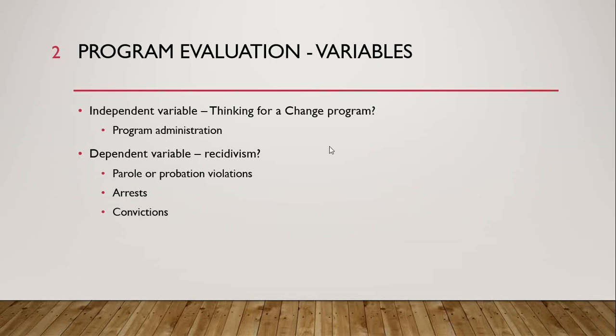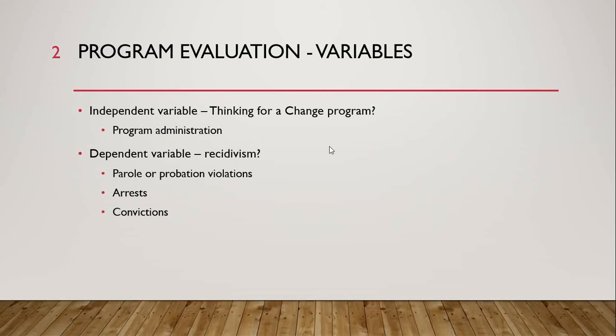Okay, so the cause is the Thinking for a Change program. The effect is the reduction in recidivism. Okay, and so we can turn the program into the independent variable and then recidivism into the dependent variable. And so we have to then think about how we are going to measure these variables in our research. And so we could come up with some ways of measuring program administration, and this would tie into our data collection strategies, which I'll discuss in just a minute.